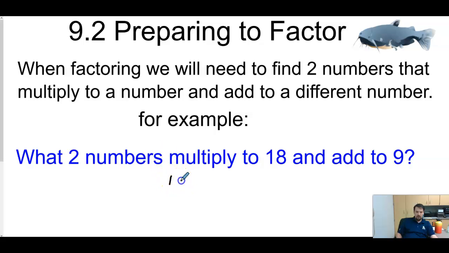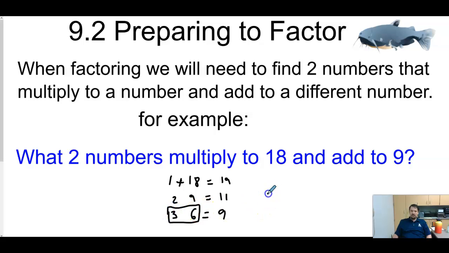Well, I know I have 1 times 18. But if I were to add those together, I would get 19, which is not 9. So what are some other factors? Well, we have 2 times 9. And when you add those together, you get 11. That doesn't add up to 9. We get 3 times 6. And when you add those together, we get 9. So 3 times 6 is 18, and 3 plus 6 is 9. So my two numbers are 3 and 6.